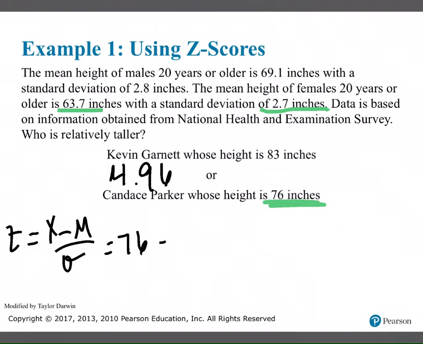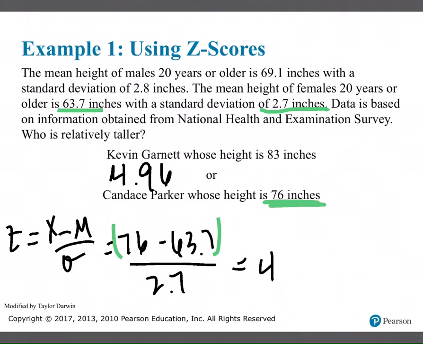So 76 minus 63.7 divided by 2.7. Once again, subtract these first. And I get 4.56 for her. So Kevin was 4.96 and Candace was 4.56. They're really both extreme z-scores because most of the time, like we said earlier, it's between -3 and 3. But we can say that Kevin's relatively taller because we've put them on the same scale now and he's still got a bigger number.